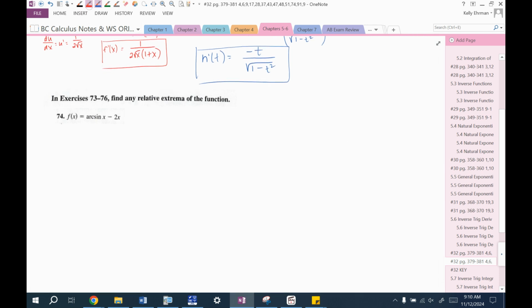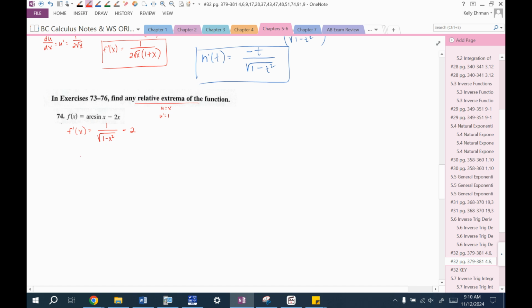Find any relative extrema of the function. So relative extrema, that means first derivative test, right? So we need to find f prime. Now this is just arc sine of x, so you can do the u thing if you want. u is x, u prime is 1. So the derivative of arc sine of x is going to be 1 over the square root of 1 minus x squared. And the derivative of 2x is minus 2.